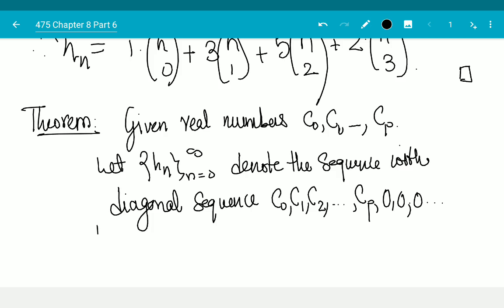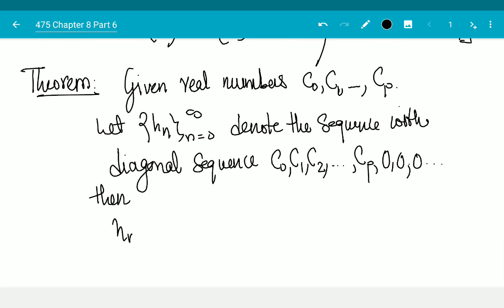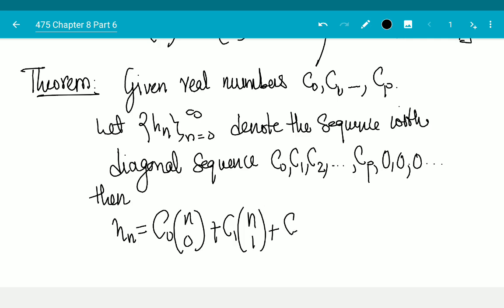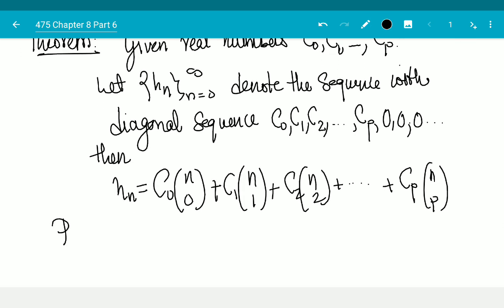Okay, then we can show that Hn is equal to C0 times n choose 0 plus C1 times n choose 1 plus C2 times n choose 2 plus ... plus Cp times n choose p. And the proof is basically what we did before.